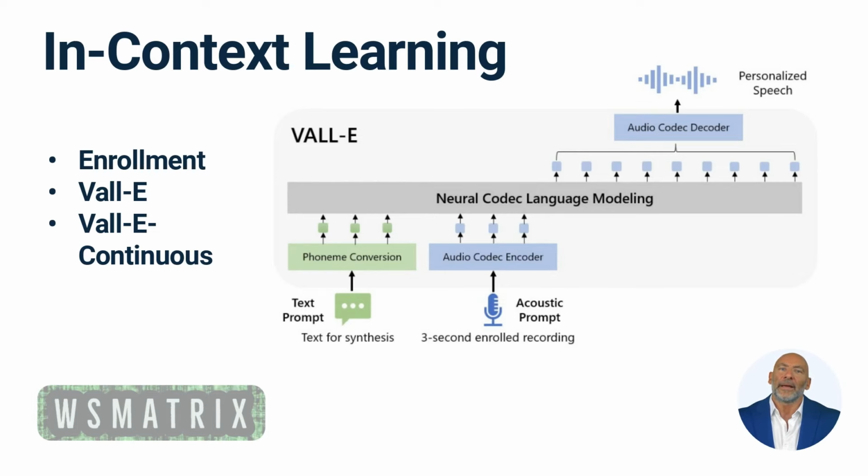To facilitate in-context learning in a zero-shot scenario, a situation where the model has not been specifically trained on any examples of the task it's trying to perform, the team designed special cues, referred to as prompts. The text to be spoken is converted into a phoneme sequence. A phoneme is the smallest unit of sound in speech, and an enrolled recording is encoded into an acoustic matrix. These form the phoneme prompt and the acoustic prompt.